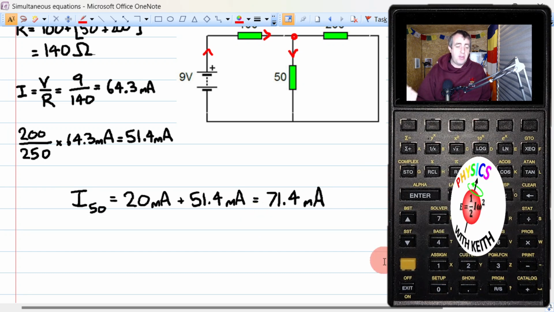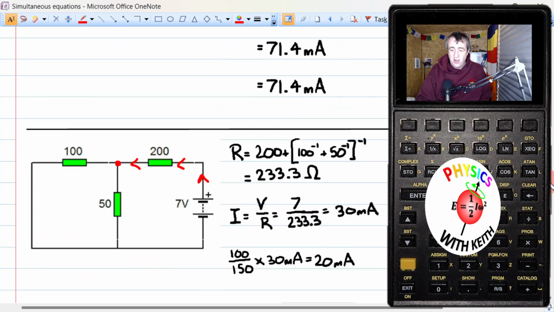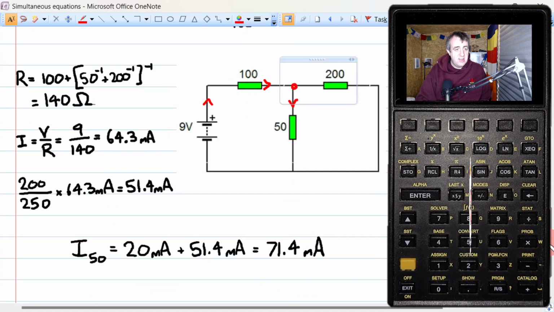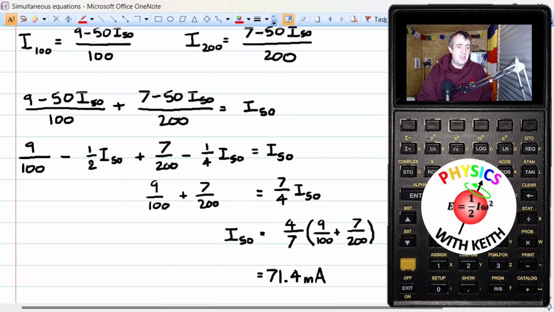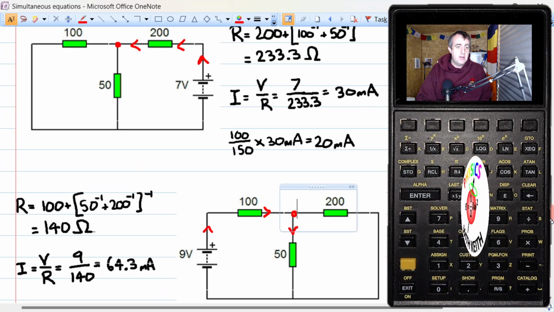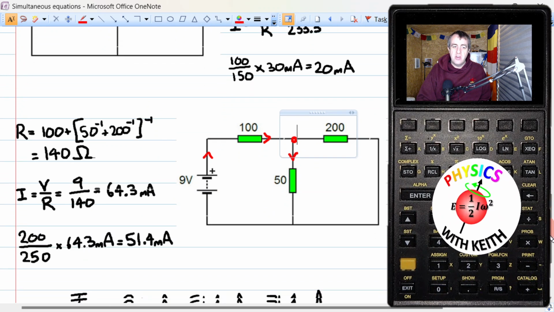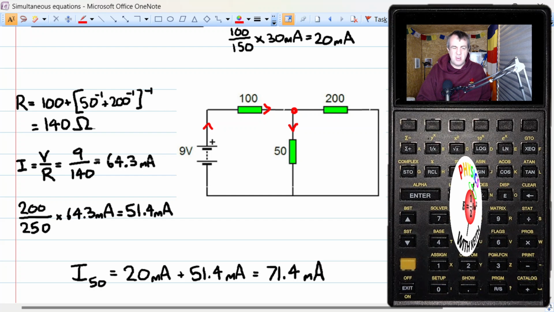Certainly speeds up things with circuits with multiple power supplies. And it's a lot easier to do this than it is to do all of this. Well, I think it is anyway. You're less likely to make a mistake. Just be cautious. You can't really do this with non-linear components. You can't do this with diodes, for example.